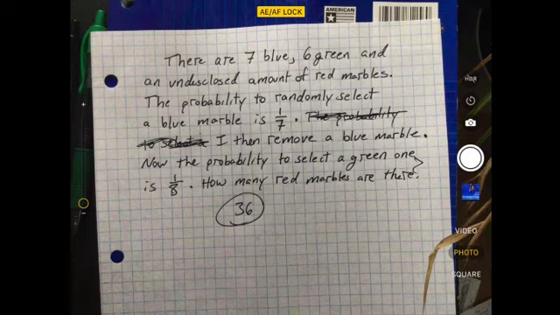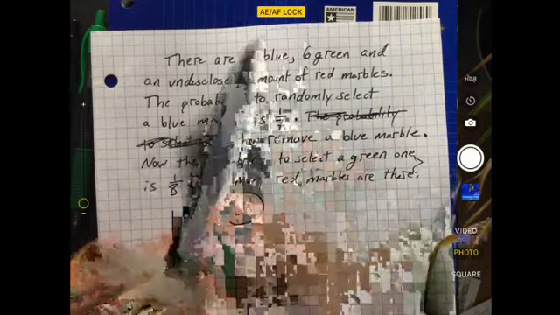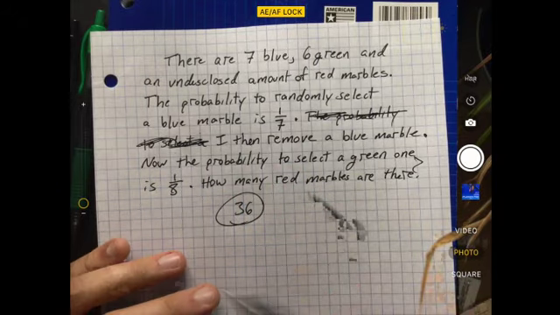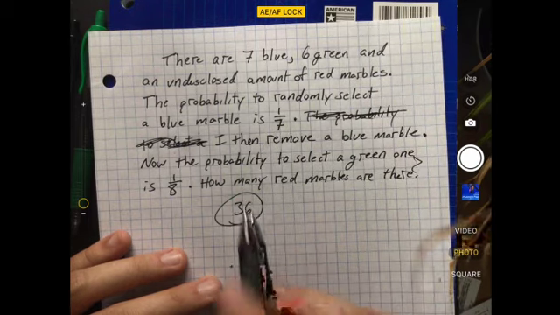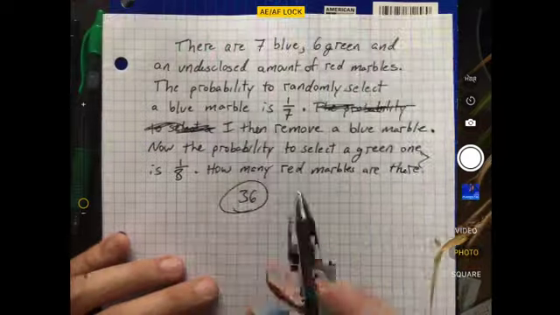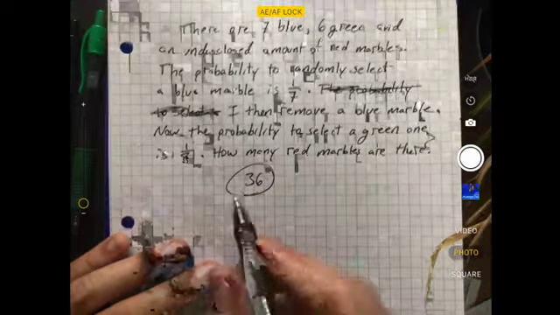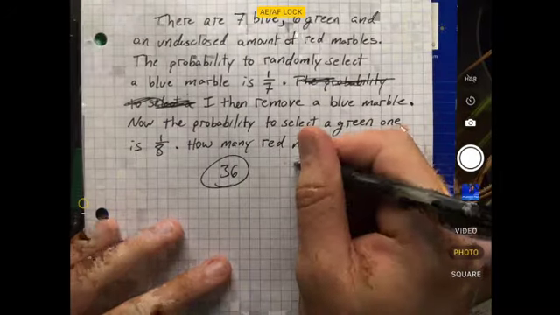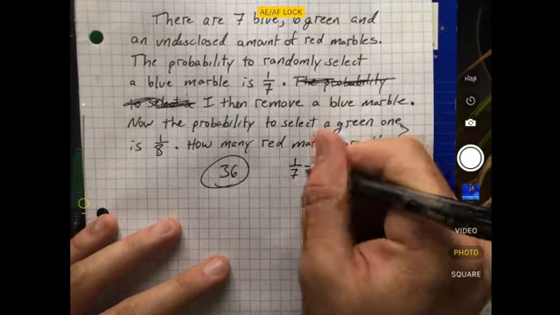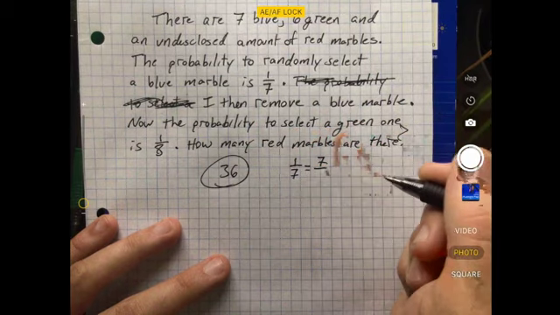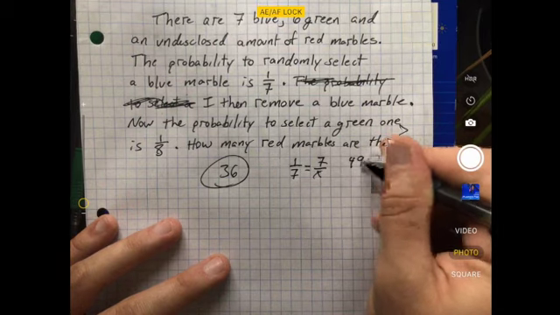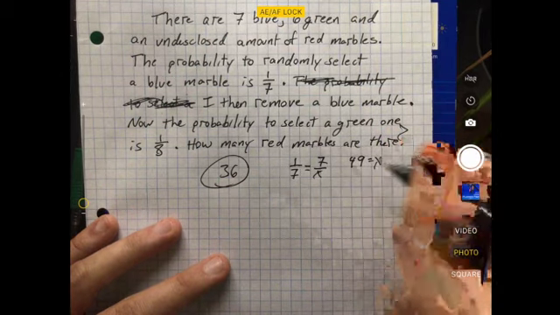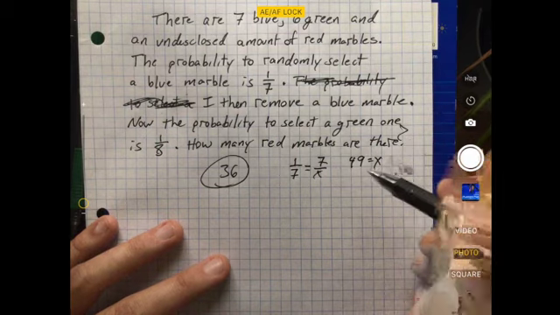So there's two different ways to go over this one. Let me show you the slick way first. Actually, let me show you the slick way second. This is just the straightforward way to do this. So we know that the probability to select a blue marble is 1/7. So that 1/7 gets reduced from 7 over something. Well, we can cross multiply all day, but obviously 49 equals X. So we know that there's a total of 49 marbles.